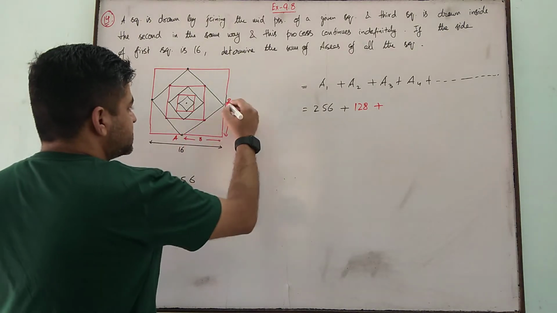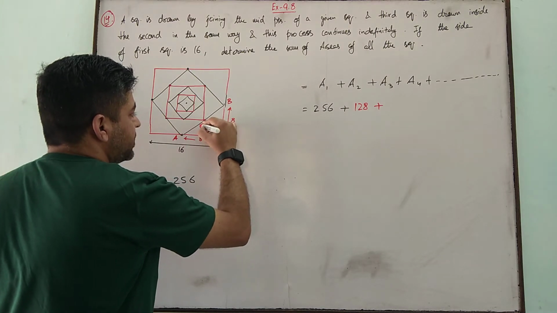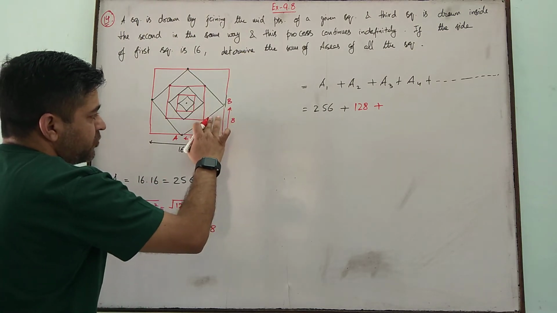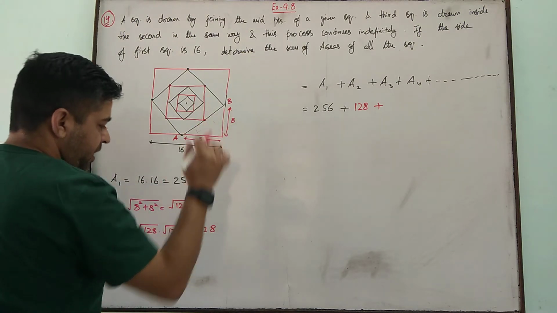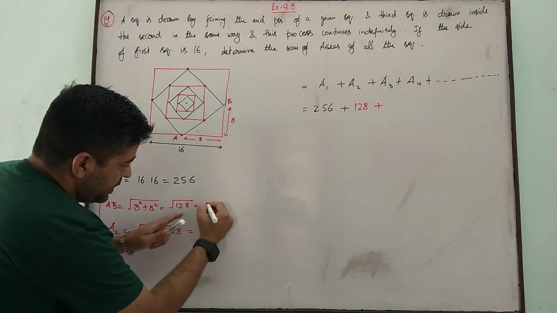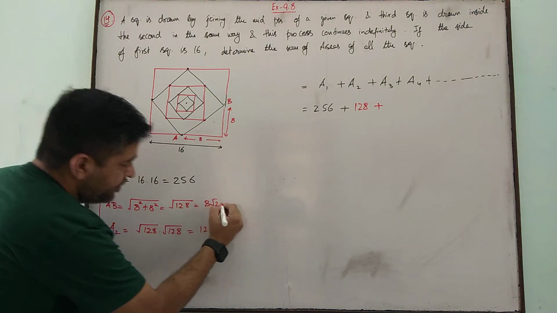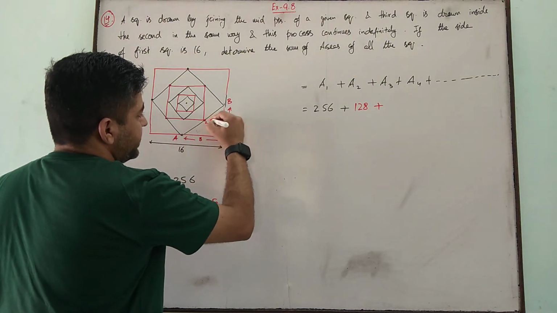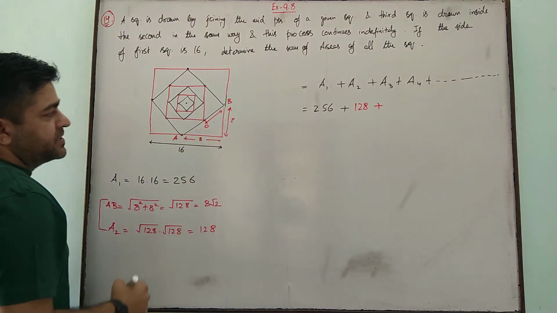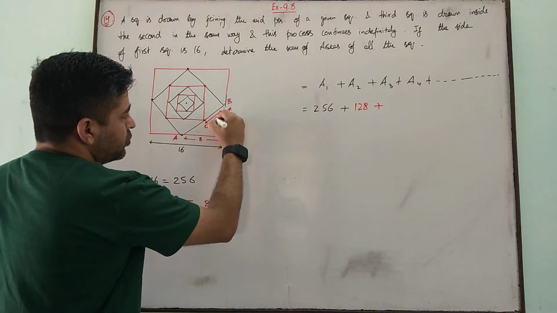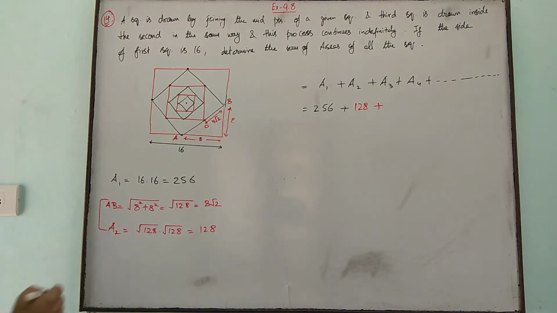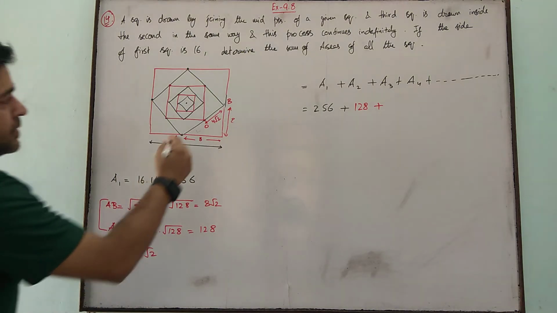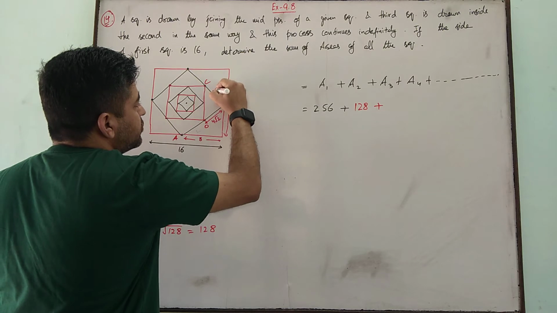For the next, if this side is under root 128, obviously this side will be under root 128, and this is under root 128 divided by 2. Under root 128 we can write as 8 root 2. So this length, let us say O, your OB will be 4 root 2. OB is equal to 4 root 2. Then BC also 4 root 2.